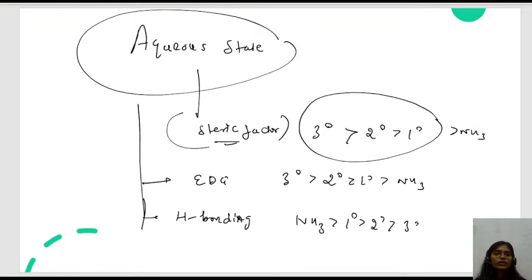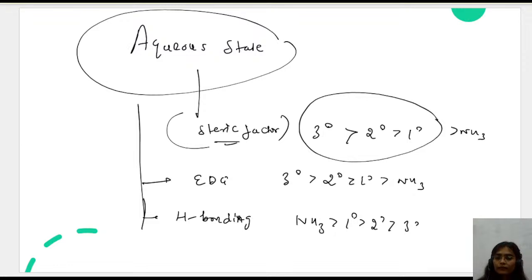So there are a total of three factors. Two factors say that tertiary, secondary, and primary is the order. One factor says that primary, secondary, and tertiary is the order. Whenever in science two theories clash, we have to combine them, and at the end the cumulative effect is the resultant. It is like 50-50. Some say steric, some say hydrogen bonding, so let's combine them.